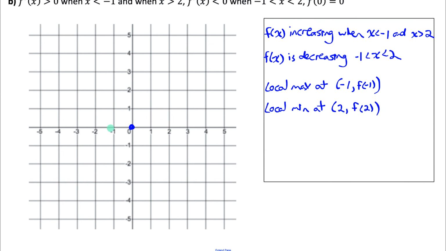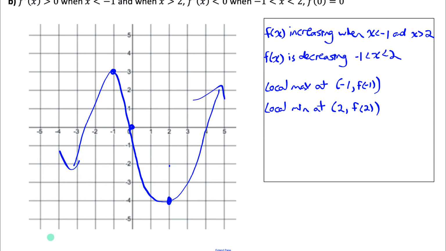So at -1 and then some y value, there's going to be a local max. So I'll just put it up here, why not? And then at 2, f at 2, wherever that is, there's going to be a local min. I'll put it here. And let me draw the correct intervals of increasing and decreasing. So I need to increase before -1, decrease between -1 and 2, making sure I go through that point it gave me, and then increasing after 2.